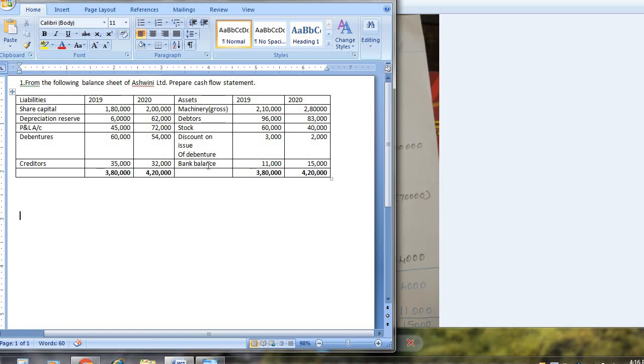And in cash flow statement, we don't consider other current assets. We only consider cash and bank balance, and marketable securities. Here we don't have marketable securities. We have only bank balance. So, here you can see these two. So, how to solve this?